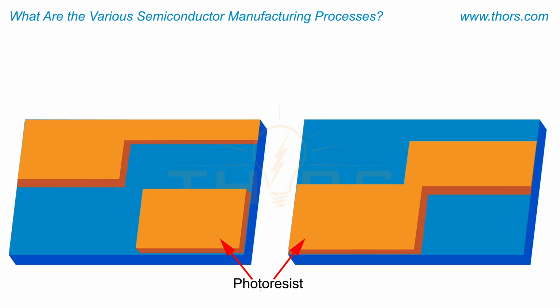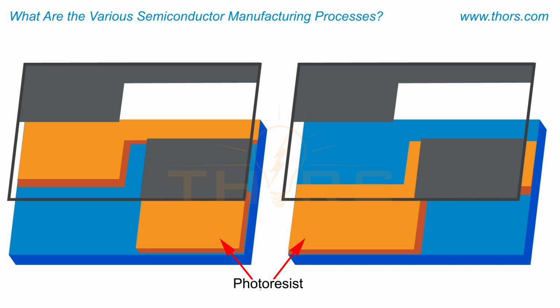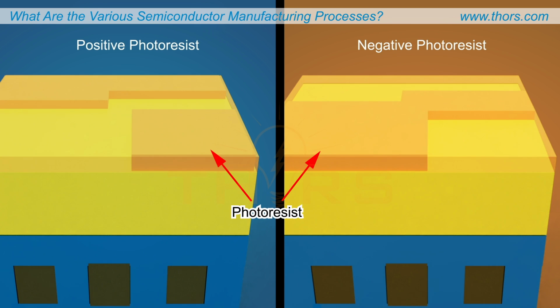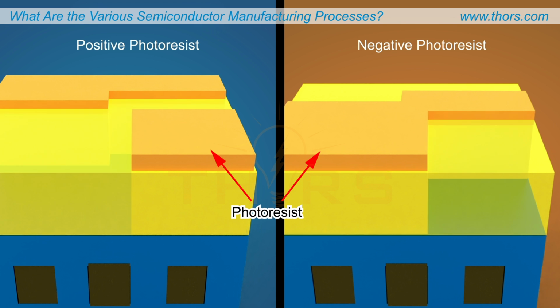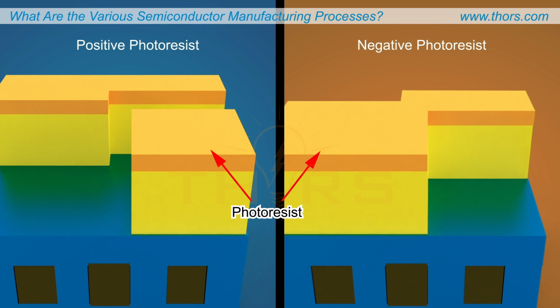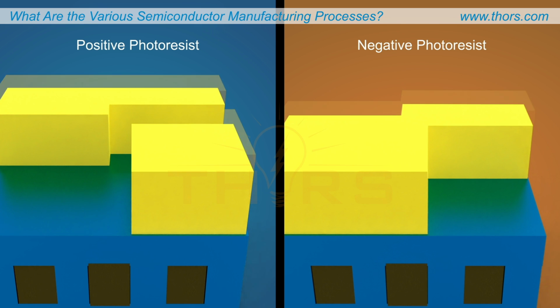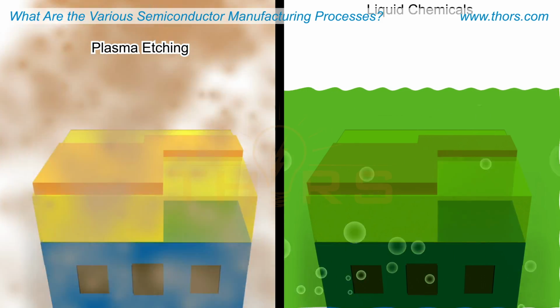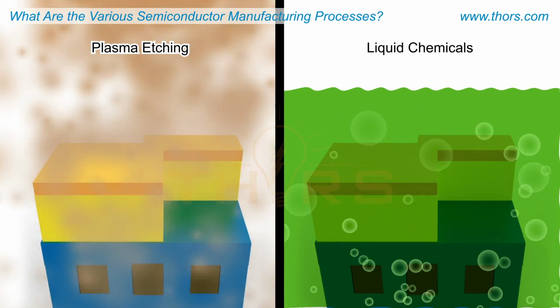The pattern is then developed on the wafer by stripping the photoresist from the exposed areas in the case of positive photoresist and stripping the photoresist from the unexposed areas in the case of negative photoresist. Following the development process is the etching process, which involves removing material from the wafer surface that is not protected by the photoresist. The etching process is typically done through plasma, although liquid chemicals may also be used.